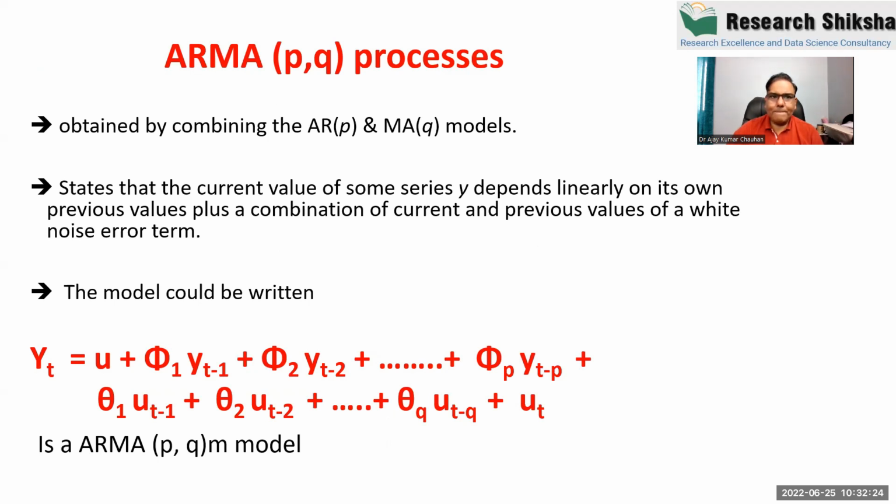P and Q. P and Q mean the number of AR terms. The number of AR terms means the number of past terms, and Q means the number of error terms. So how many past terms and how many error terms we are including is known as the ARMA process. In this case we have Yt-1, Yt-2, up to Yt-P, and Ut-1, Ut-2. These are the error terms. So the ARIMA forecasting model can be written like this. Okay, so this is ARIMA.